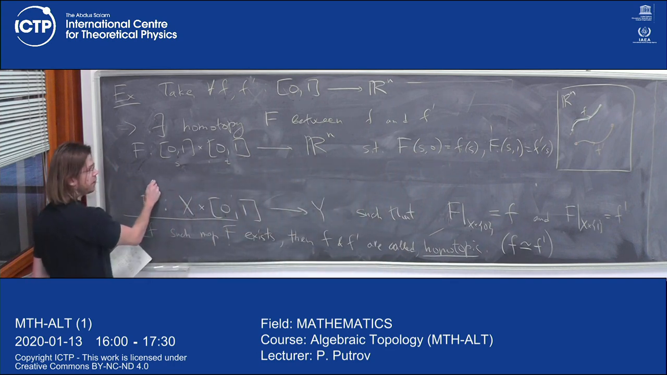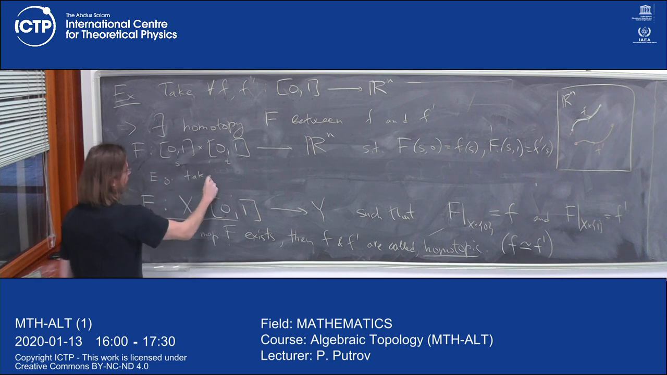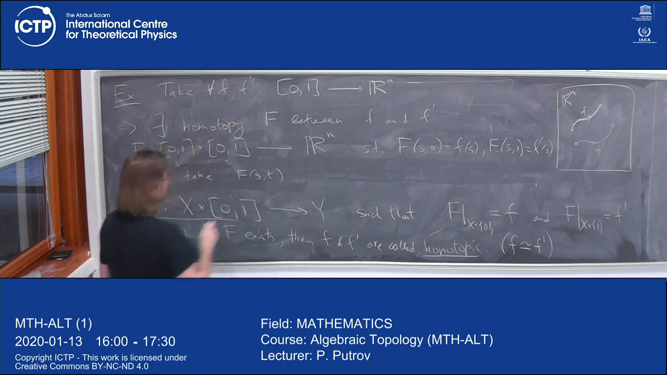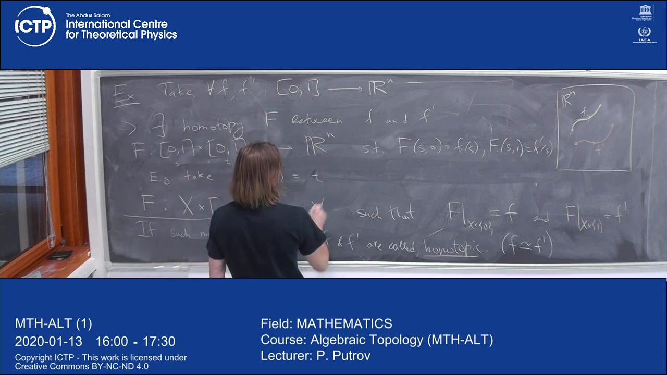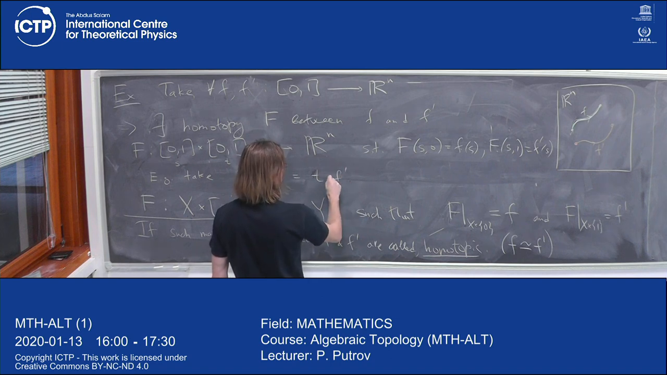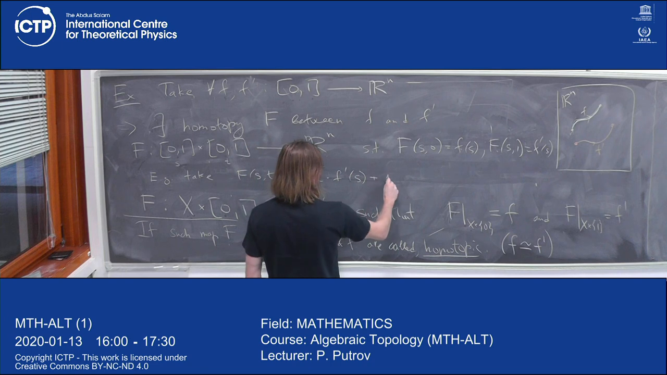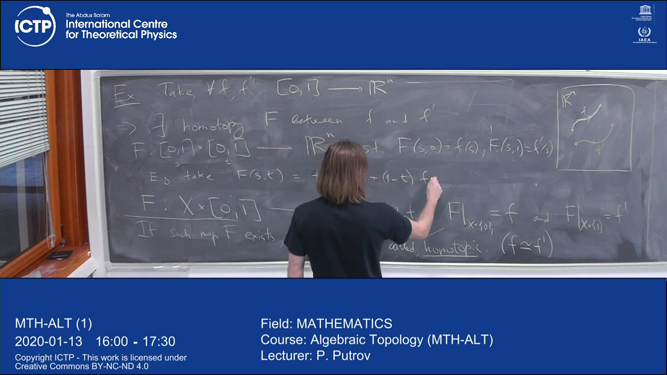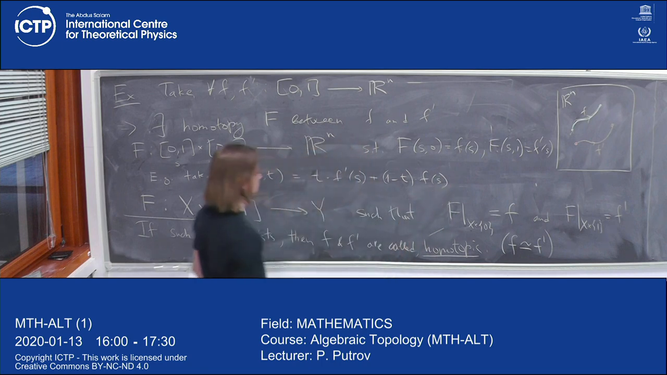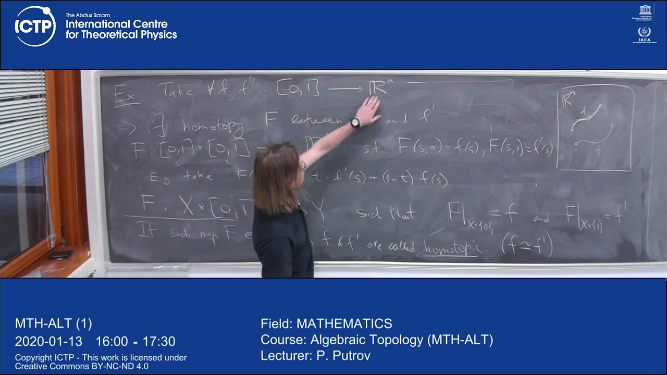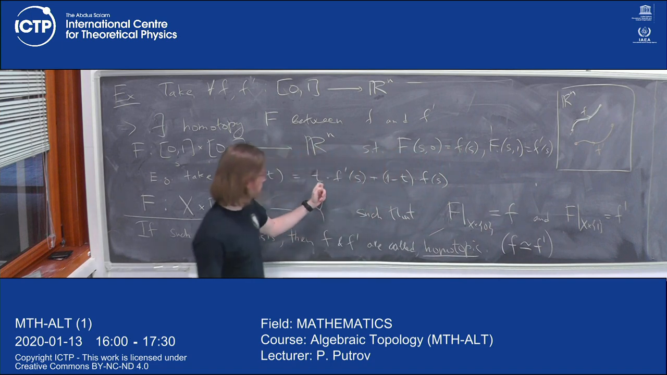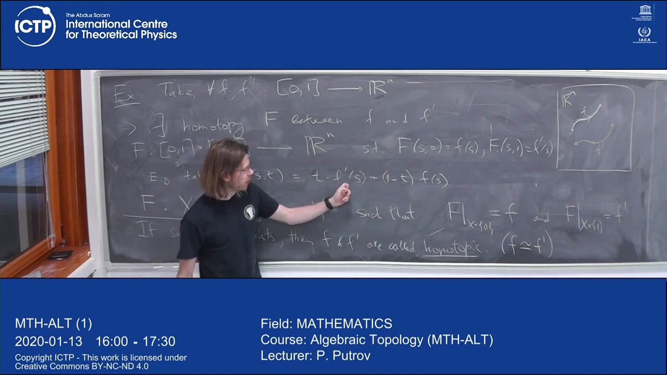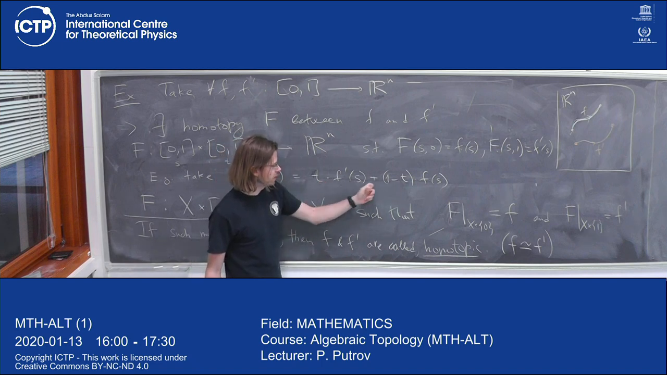And so, for example, take the value of f to be the following: t times f prime of s plus 1 minus t times f of s. So here I use the fact that Rn has the structure of a linear space, a vector space, so there is a notion that I can multiply elements of the vector space by real numbers. And I can also sum them up.